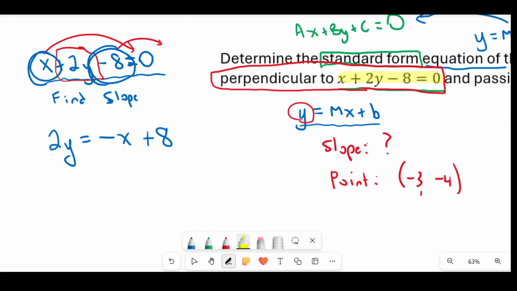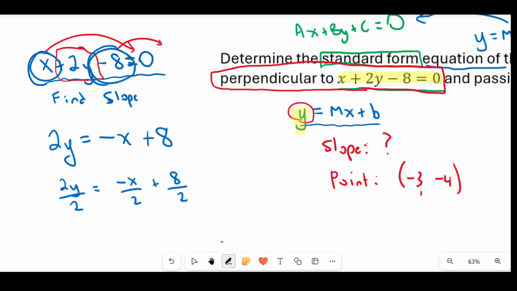Now, in y equals mx plus b form, it's supposed to be y on the left, not 2y. I just want y. So that means I now have to divide everything by 2 because that'll remove this multiply by 2. So 2y divided by 2, -x divided by 2, and +8 divided by 2.